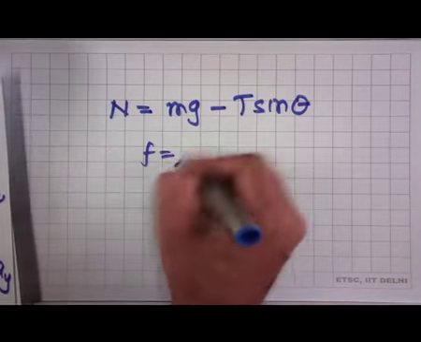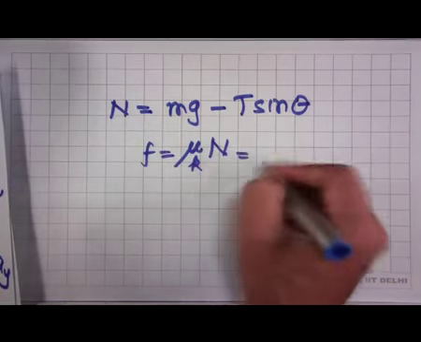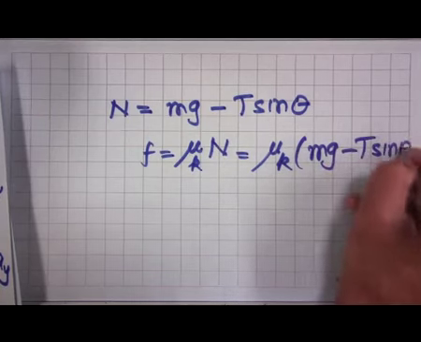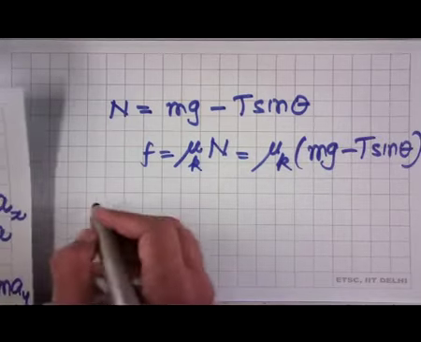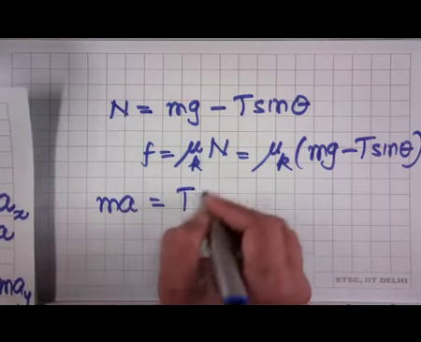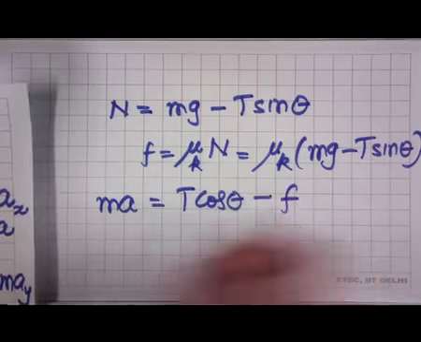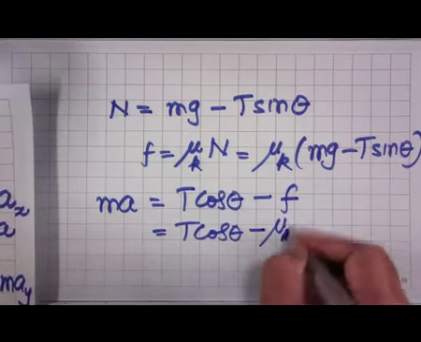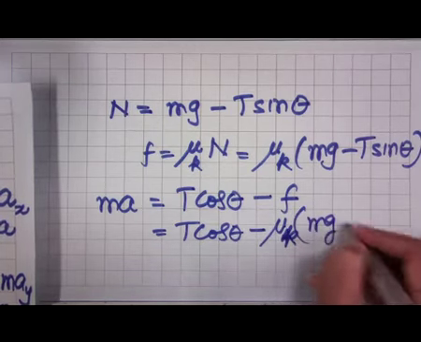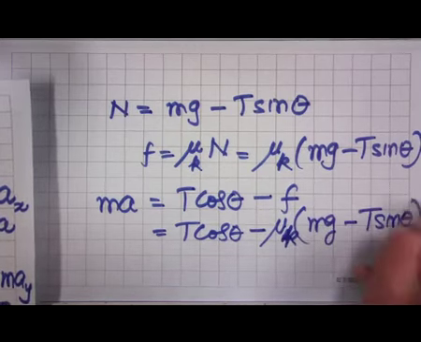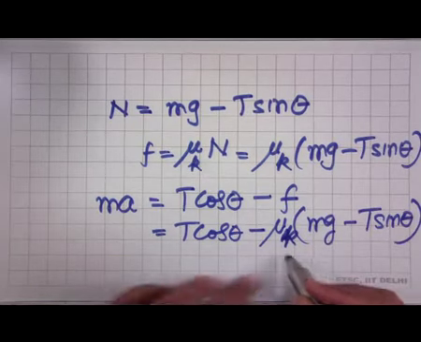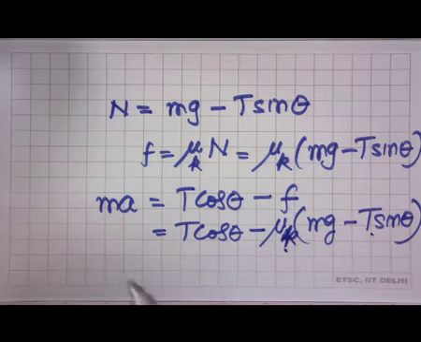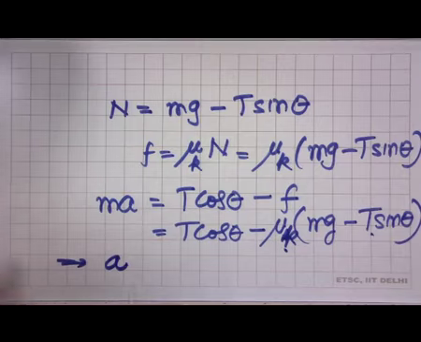friction is equal to mu k times N. So, it is equal to mu k times (mg minus T sin theta), and then what we get is m times A is equal to T cos theta minus F. So, that will be equal to T cos theta minus mu k times (mg minus T sin theta). We know the values of mu k will be given to us, mass of the block is given, tension is given, the angle theta is given. So, from here we can get the value of A.